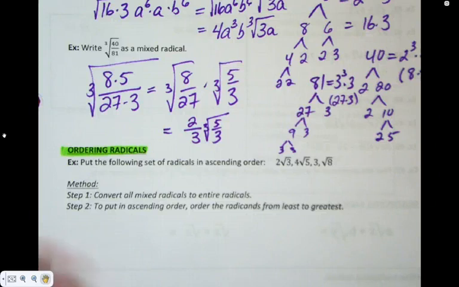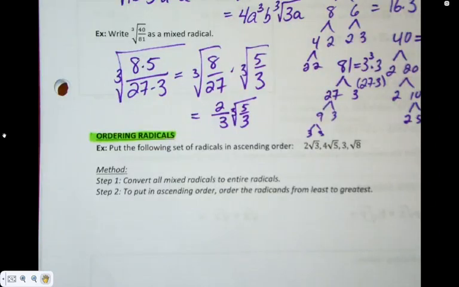How are we doing? One more little thing to go. That's it. I know it's Friday. I know. We can do this. We can do it.